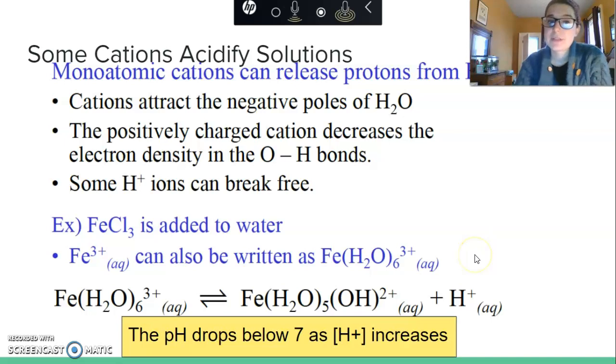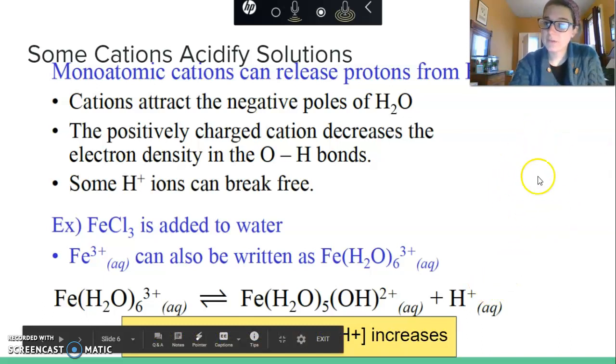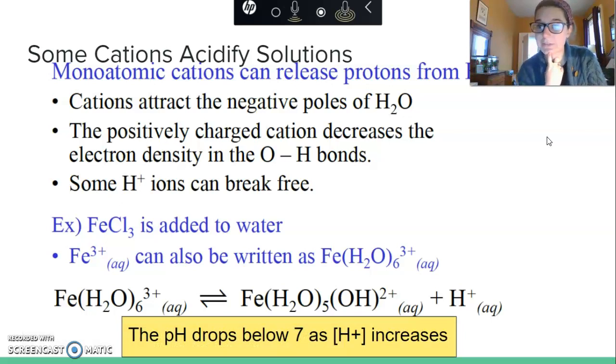We also have monoatomic cations that can release protons from H2O. So monoatomic meaning one atom. So from the periodic table, if we have an ion, specifically a cation, it can release protons from H2O. So cations attract the negative poles of H2O because they're positive. So if you remember the Mickey Mouse shape of H2O, Mickey Mouse's chin is kind of where the negative part of the H2O molecule lies. So the cations, which are positive, are attracted to that Mickey Mouse chin.